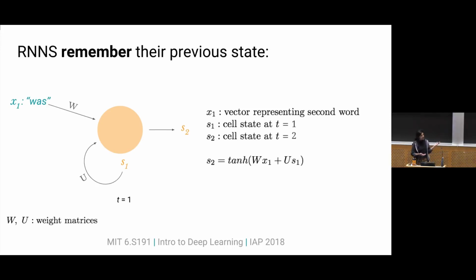If you look at the function at the bottom, the function to compute S2, you'll see it's really similar to the function that a hidden unit in a feed-forward network computes. The only difference is that we're adding in an additional term to incorporate its own previous state.